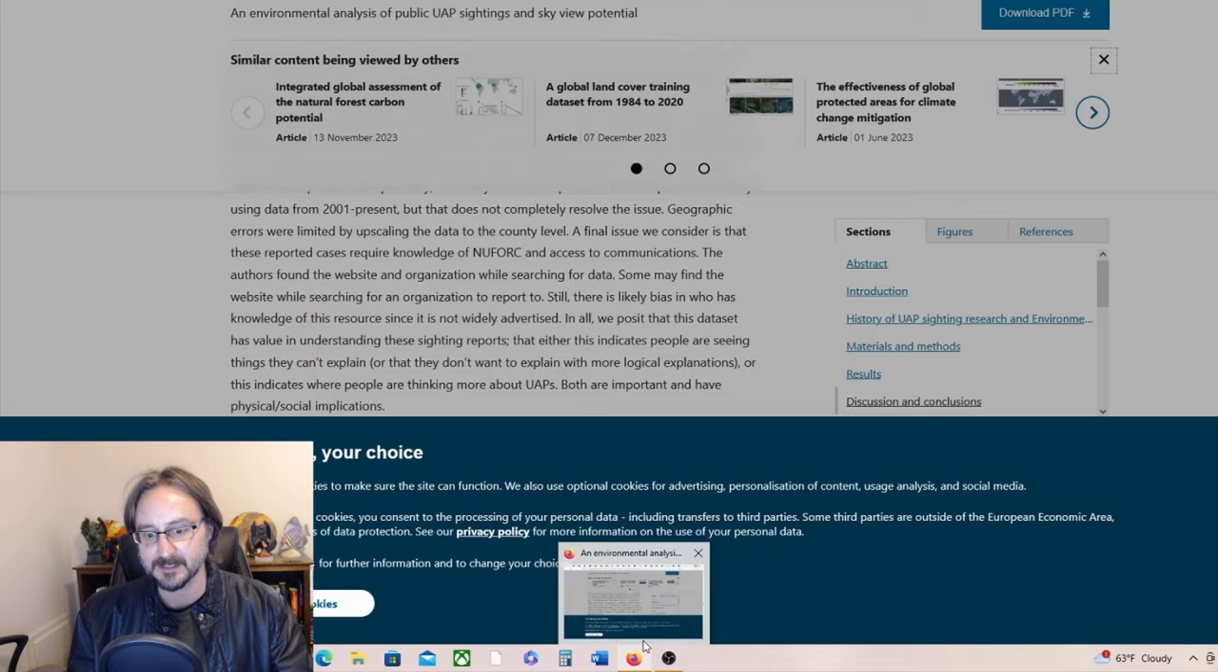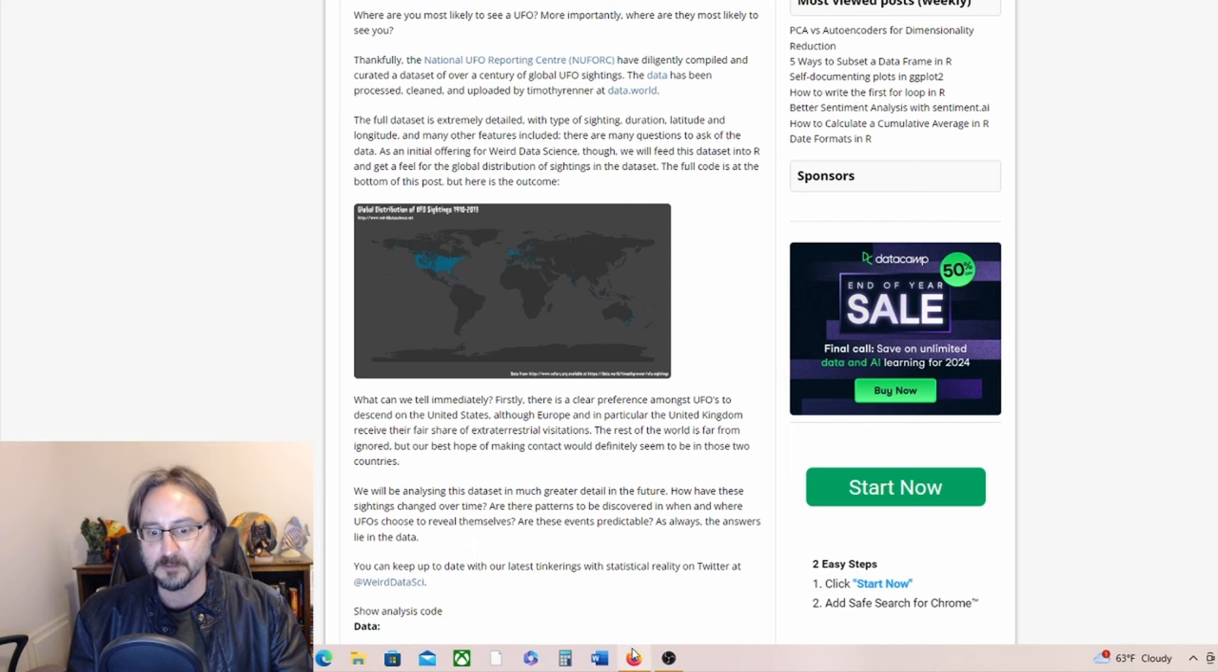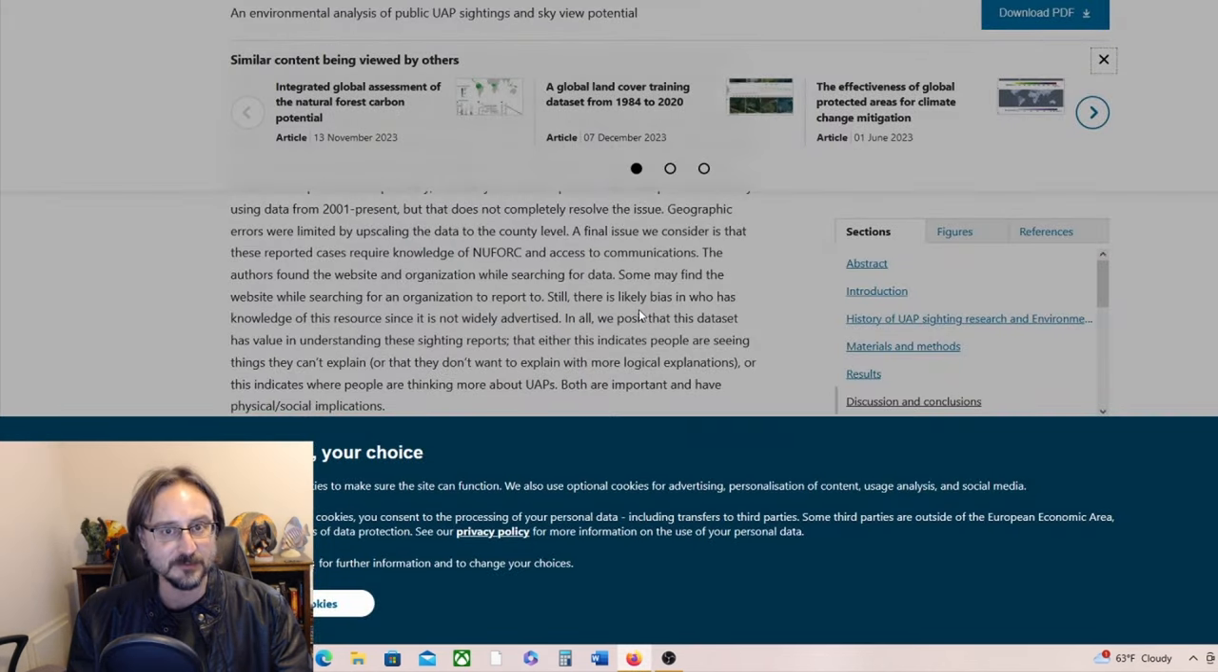Now, I don't think that's the case at all. This is a scientific article, actually written in part on the global distribution of UFO sightings, and they looked at the New Fork data. "A final issue we consider is that these reported cases require knowledge of New Fork and access to communications. The authors found the website and organization while searching for data. Some may find the website while searching for an organization to report to. Still, there is likely bias in who has knowledge of this resource, since it is not widely advertised."